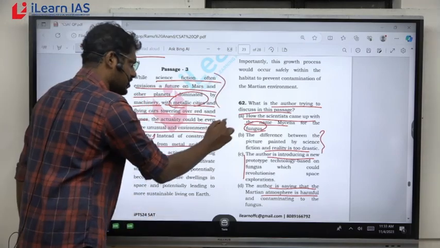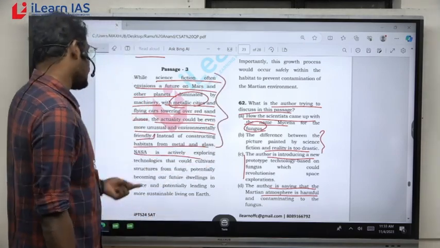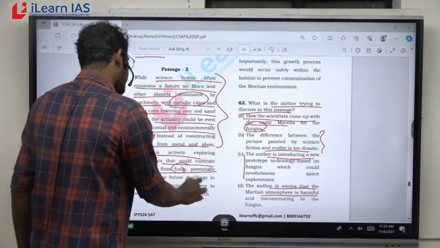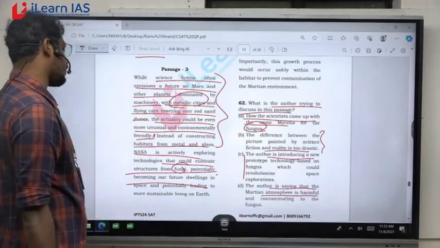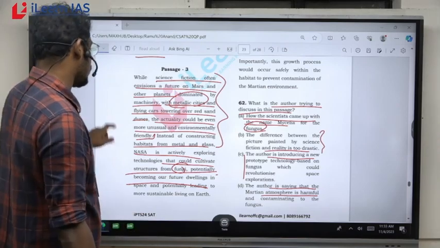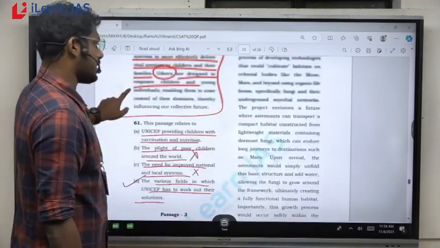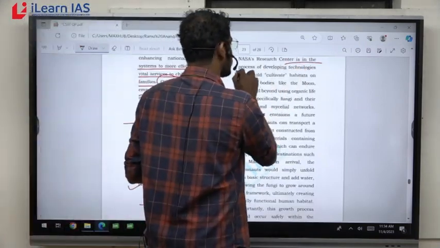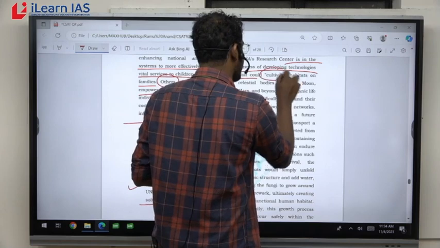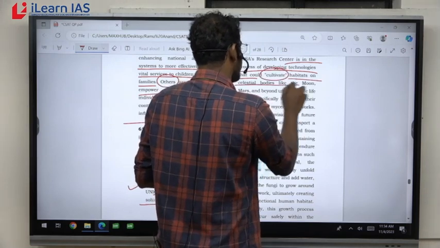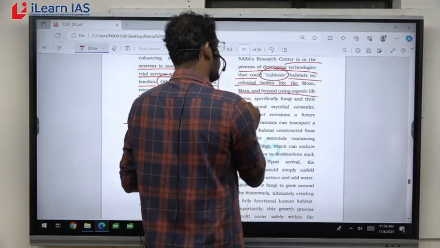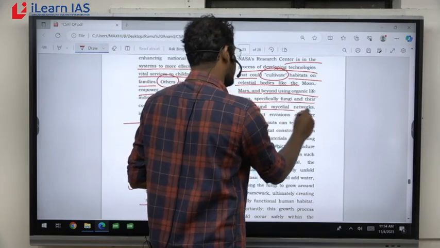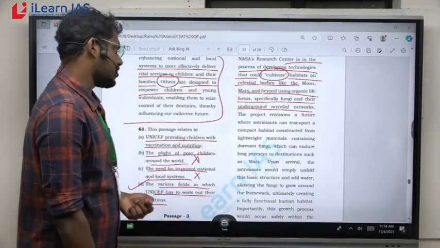Instead of doing this stuff, NASA is actually doing what? They are exploring technology that could cultivate structures from fungi, potentially becoming our future dwellings in space and potentially leading to more sustainable living on Earth. NASA's research center is in the process of developing technologies that could cultivate habitats on celestial bodies like the Moon, Mars and beyond using organic life forms, especially fungi and other underground mycelial networks.